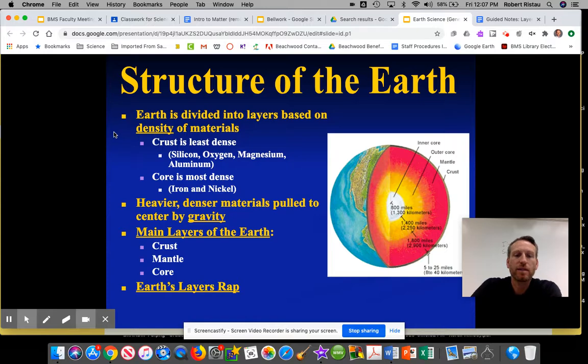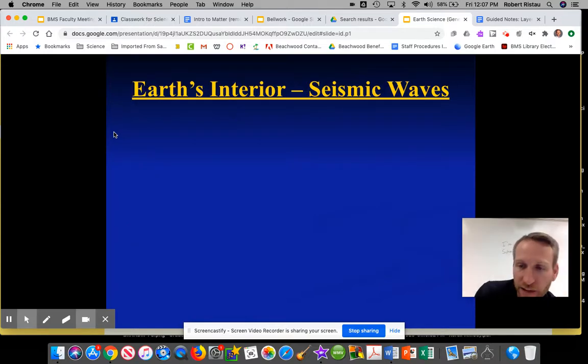All right. That Earth layer, the next thing on there, that rap, I'm going to play for you guys in class. It's a pretty funny song, actually, about the layers of the Earth. All right, as you're following along, we're moving on to the next section, which is Earth's interior and the seismic waves.